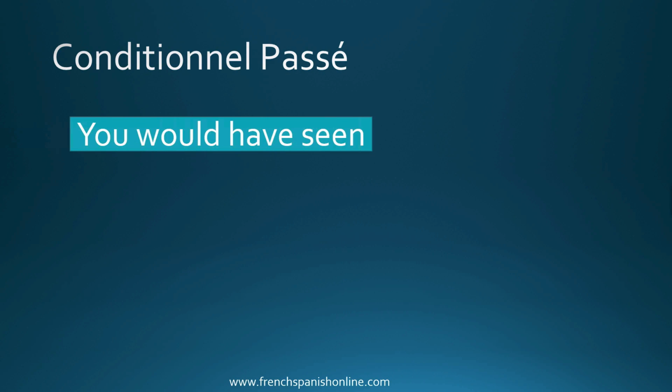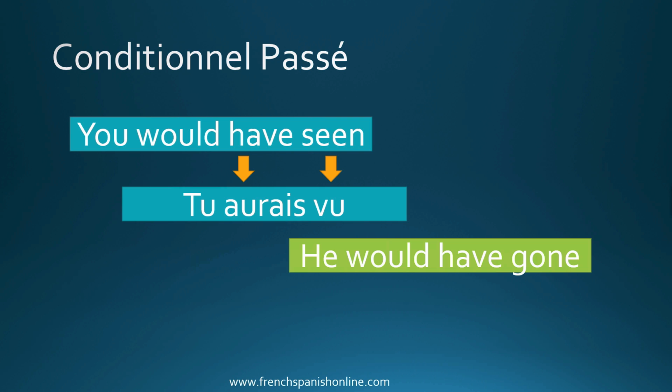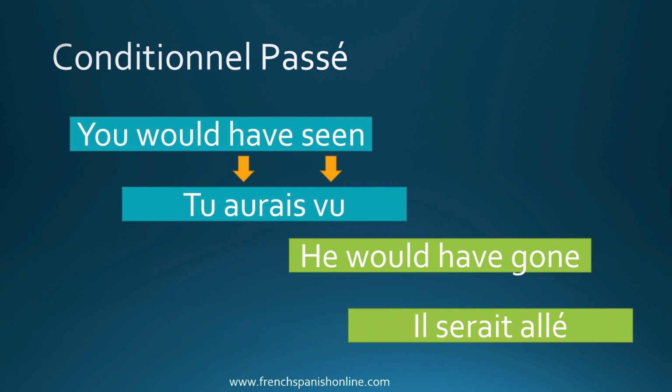Another example, you would have seen. Tu aurais vu, as you can see, again, the same structure. Well, there is one change, because you remember that there is a second auxiliary verb in French, the verb to be. We use it, for example, with the verb to go. So we would have gone in French is il serait allé. Serait is the conditional of the verb être, and not to have, of course. And allé is the past participle.